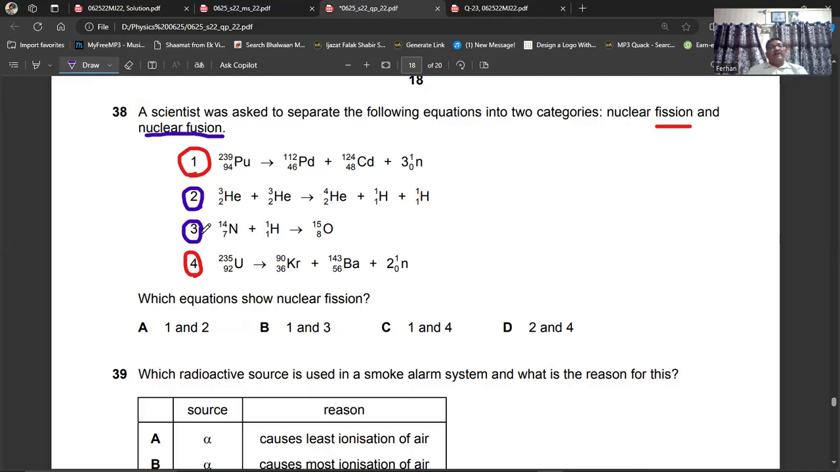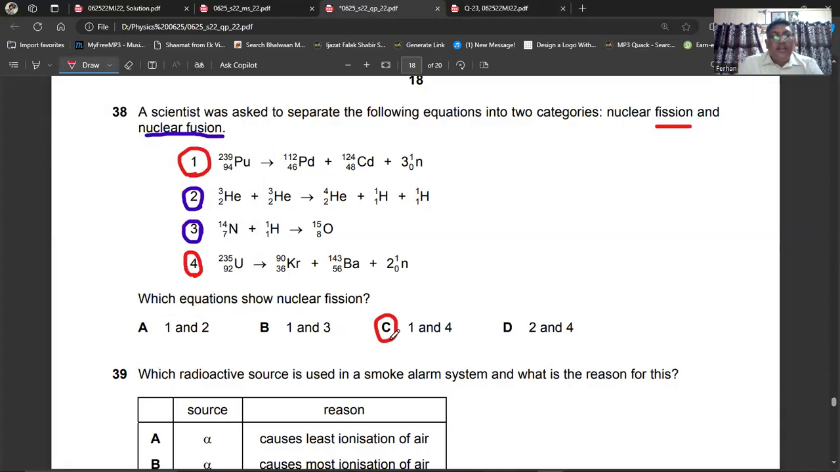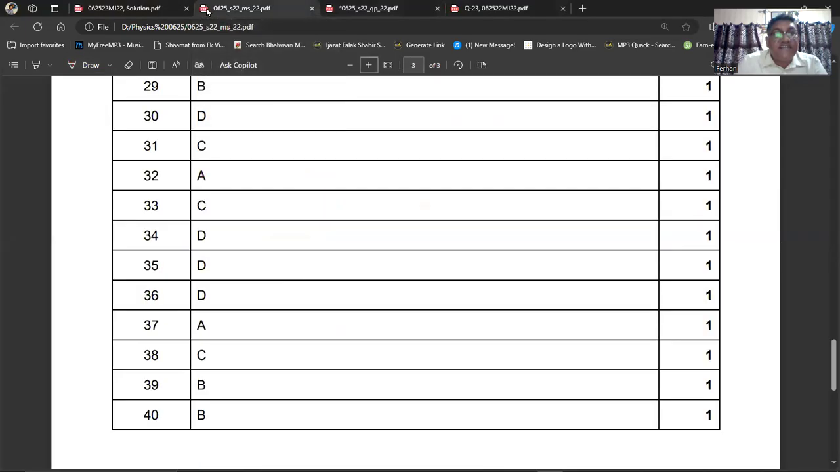So which equation shows nuclear fission? 1 and 4. I think C. In equations number 1 and 4, fission is shown, whereas a larger nucleus breaks into two smaller nuclei and neutrons are given out. So question number 38, C is the choice. Yes, sir.